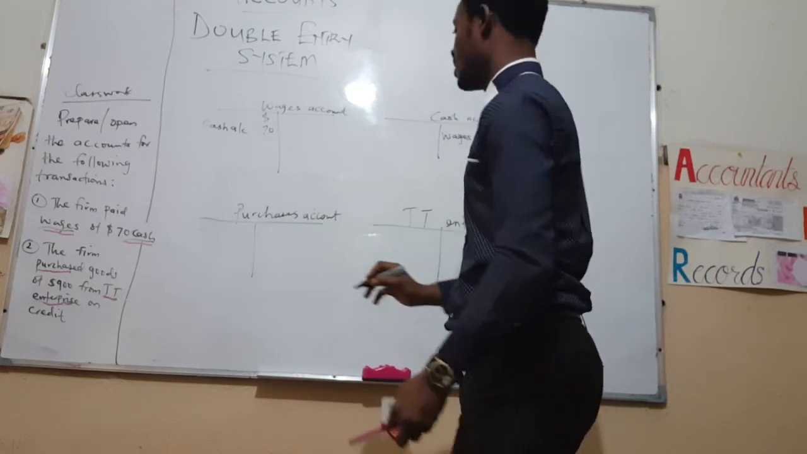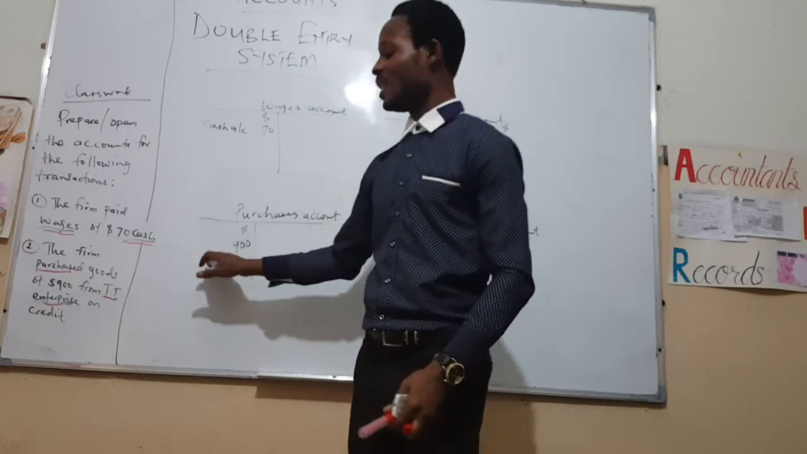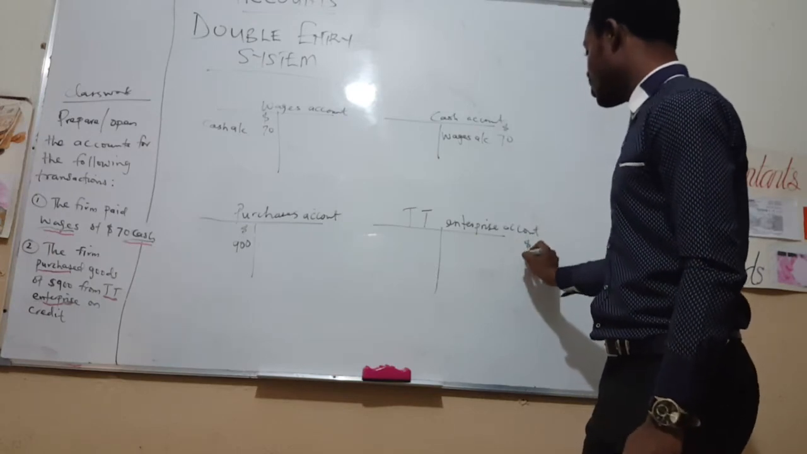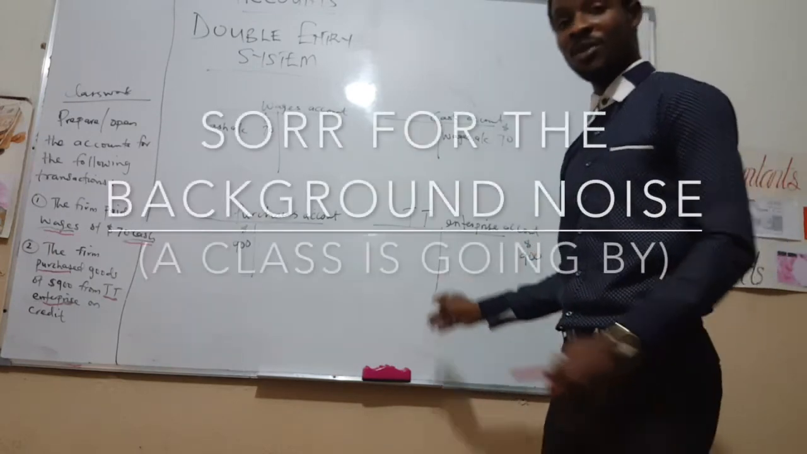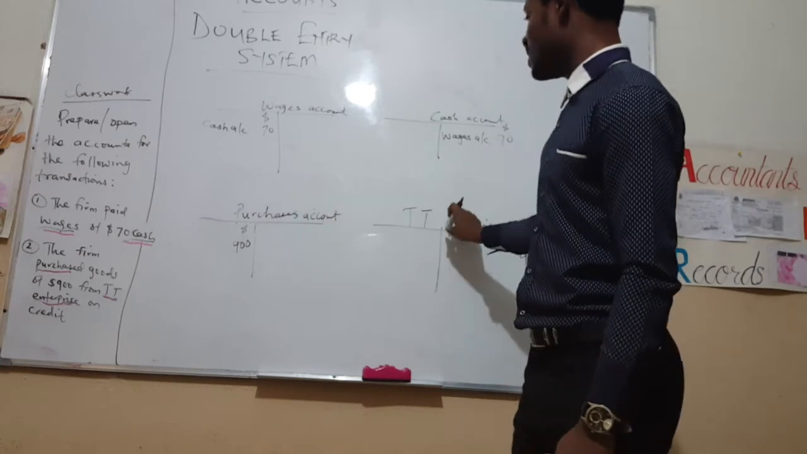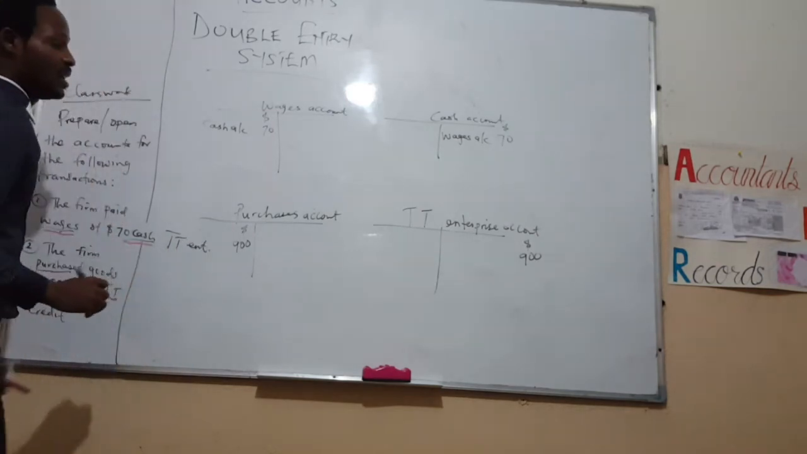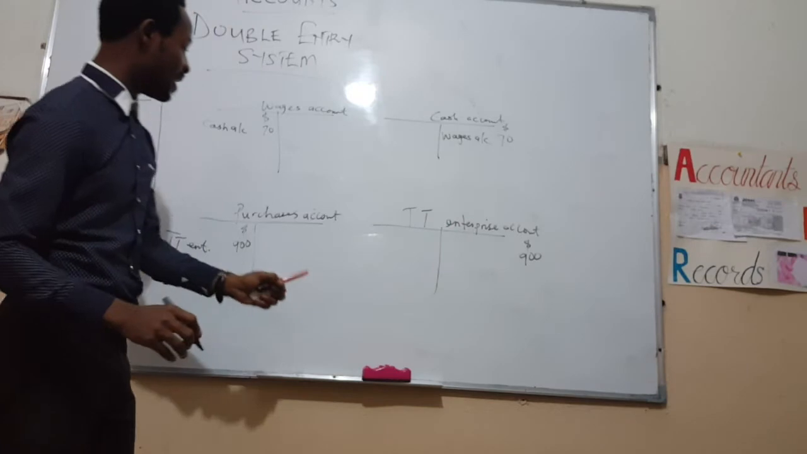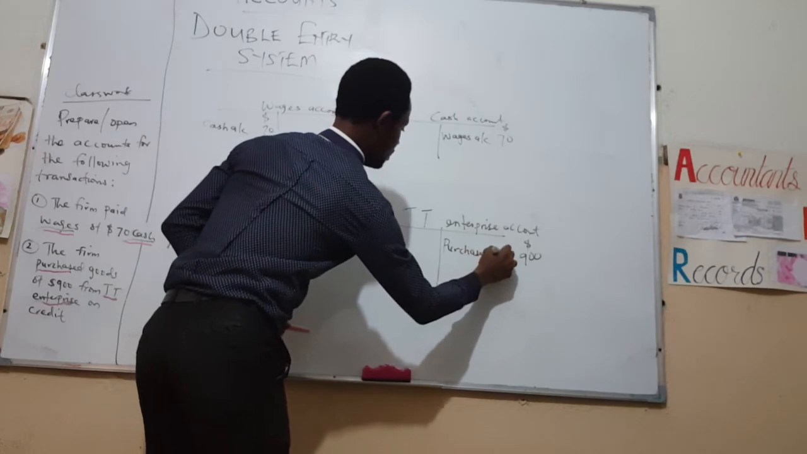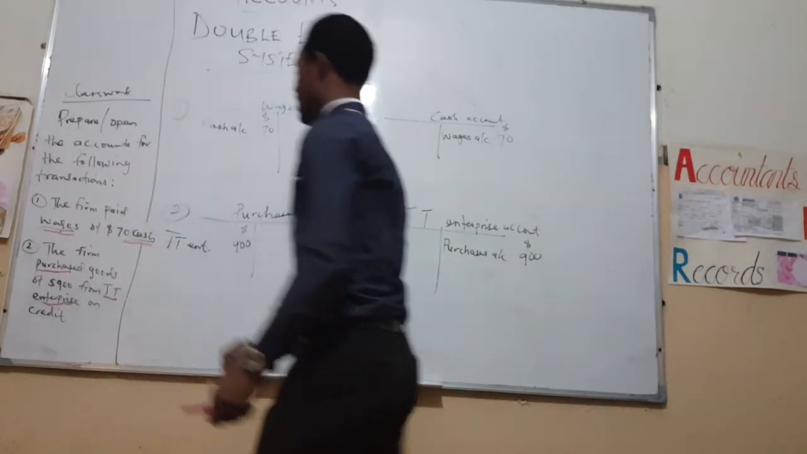TT Enterprise account. Since purchases is receiving in this transaction, we record the amount on the left hand side, the debit side. Then TT Enterprise is giving in this transaction, so we record the amount on the credit side, the right hand side. Then the detail for the purchases account will be TT Enterprise. Then the detail in the TT Enterprise account will be the purchases account. That is the correction to the two questions given earlier.